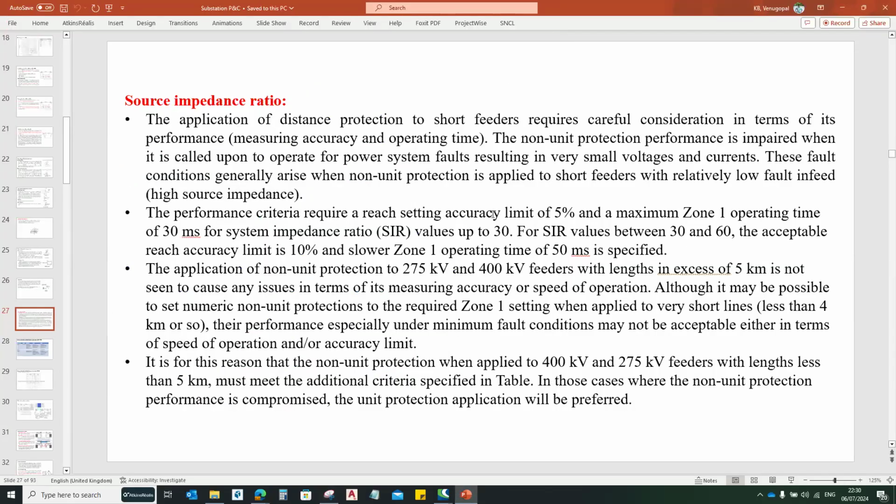If I just read this, the application of distance protection to short feeders requires careful consideration in terms of its performance. Non-unit protection performance is impaired when it is called upon to operate for power system faults resulting in very small voltages and currents. These fault conditions generally arise when non-unit protection is applied to short feeders with relatively low fault infeed, that is, high source impedance, as I just discussed. The performance criteria required: reach setting accuracy limit is 5%, and maximum zone 1 operating time will be 30 milliseconds for source impedance ratio values up to 30.